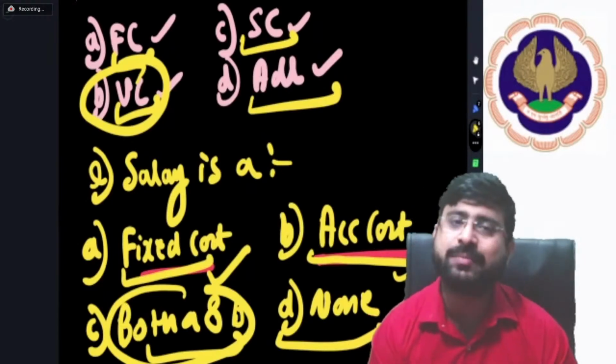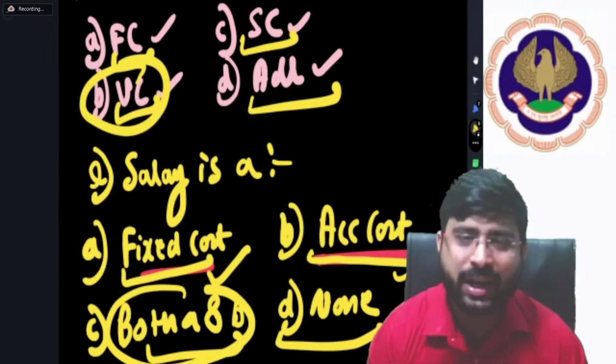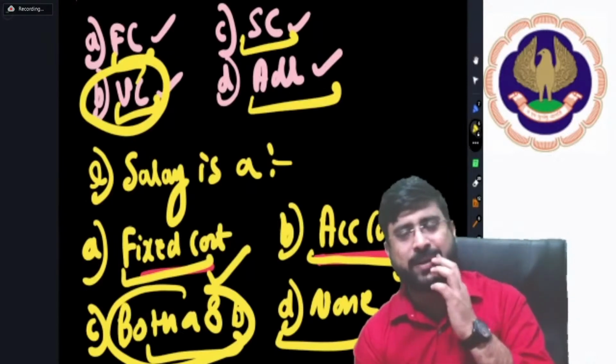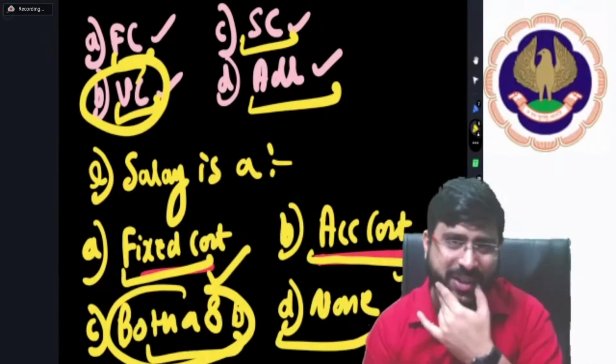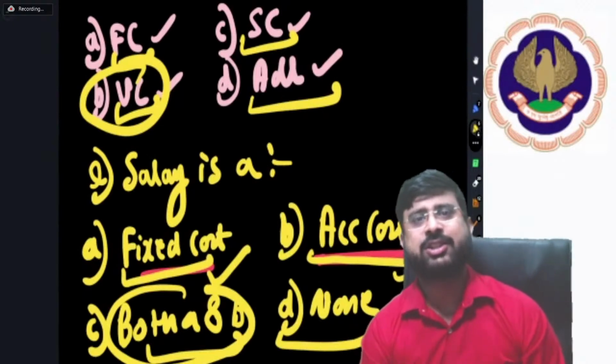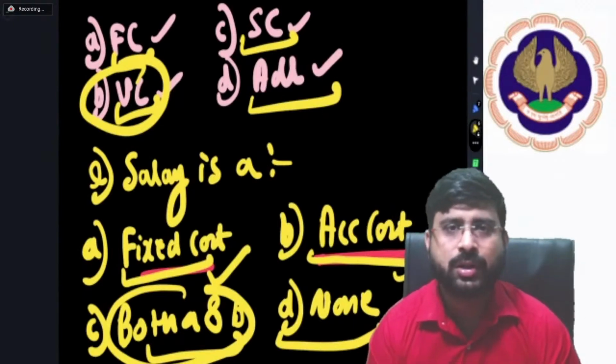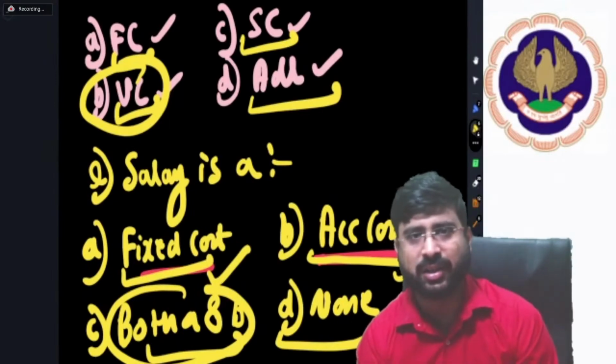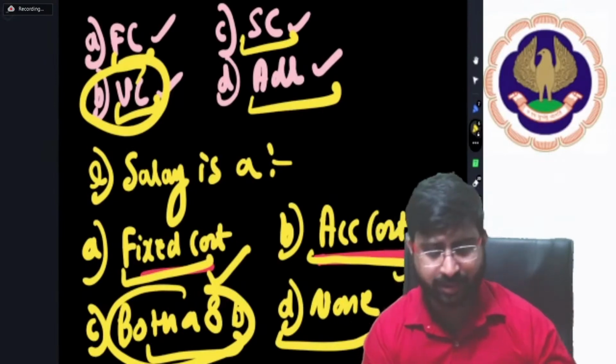Yes, both A and B, because it is accounting as well as fixed. Why is it fixed, sir? Because it doesn't change with the output level. If somebody is getting a salary of 50,000 per month, just because the factory is producing more output doesn't mean their salary is changing, isn't it? That's the logic.